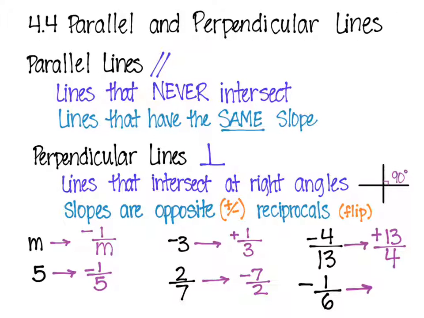If my slope was -1/6 and I want the perpendicular slope, I would do the opposite, which is positive, and then flip 1/6, and I would get +6. So these are some examples of going from a slope to its perpendicular slope.